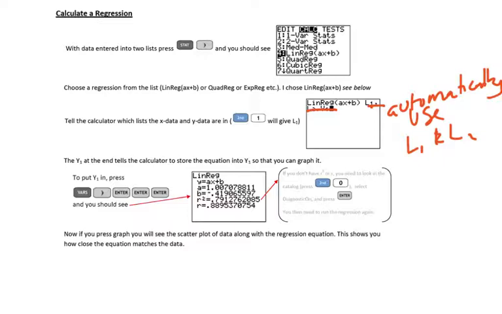So unless you put them in a completely different list, like you put them into list 3 for some reason, because maybe your list 2 doesn't exist, then you would need to do this thing where we have this L1, L2 thing. But unless your calculator is kind of messed up, you don't really need that. And then the Y1 at the end tells the calculator to store the equation. So if you want to, you can store the equation, but also, again, your equation is given to you.